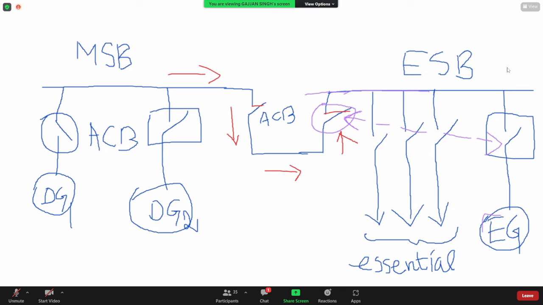So you have drawn this very, very basic concept. DG1, DG2, air circuit breakers. Then this is a tie breaker from the main switchboard to the emergency switchboard. Current can flow only from the main switchboard to the emergency switchboard, not vice versa. So should we do the next step now?